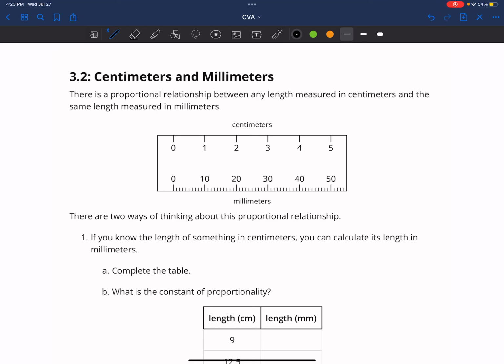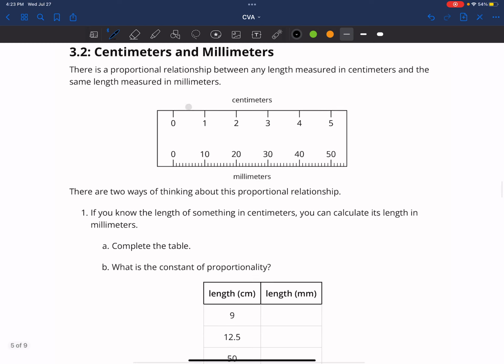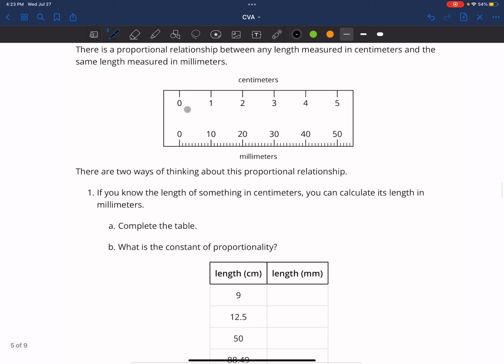All right, everyone, so let's take a look at this problem here. There is a proportional relationship between any length measured in centimeters and the same length measured in millimeters. If you take a look, for every 1 centimeter, there are 10 millimeters, right? And another centimeter, that's another 10 millimeters.